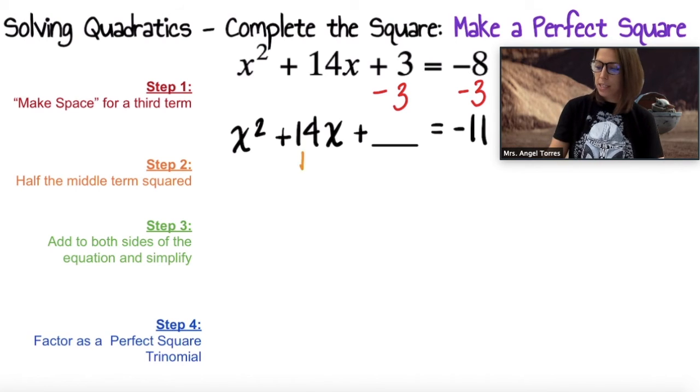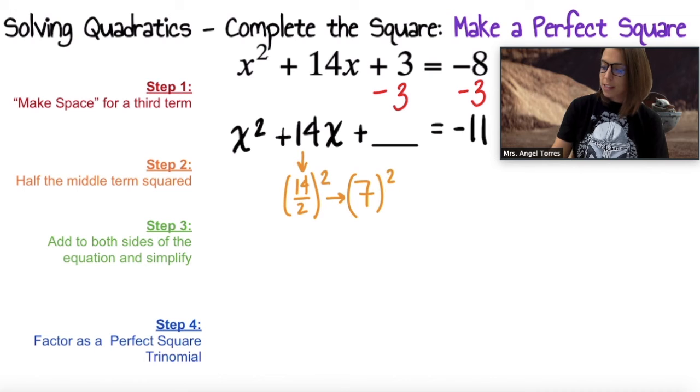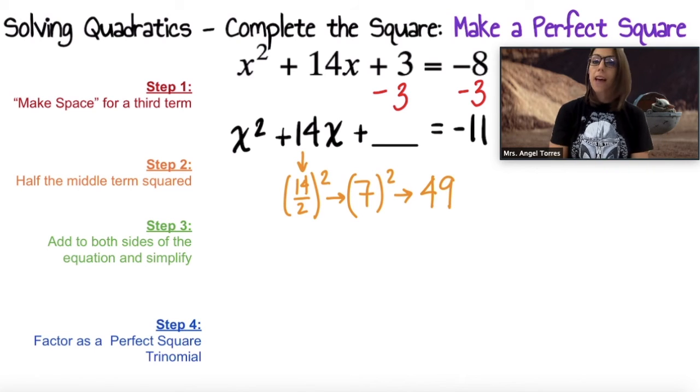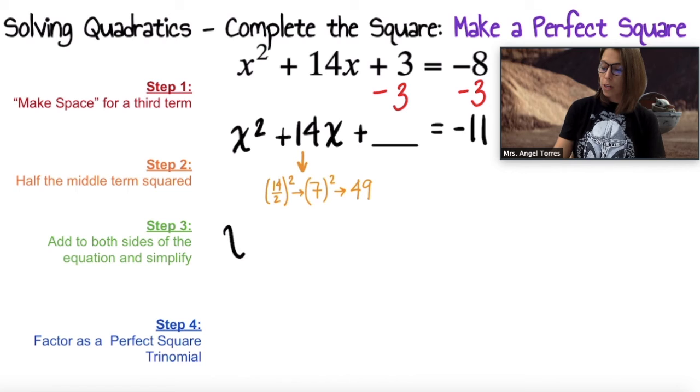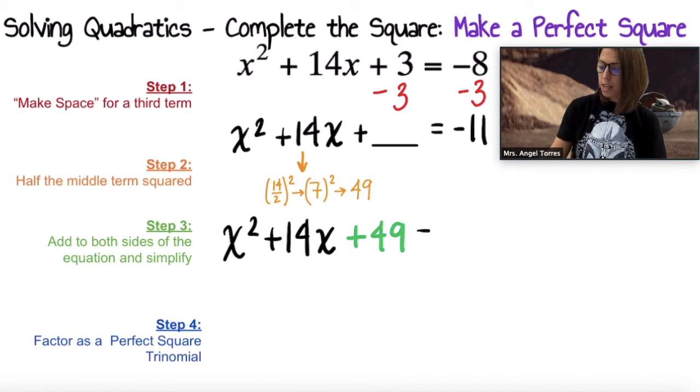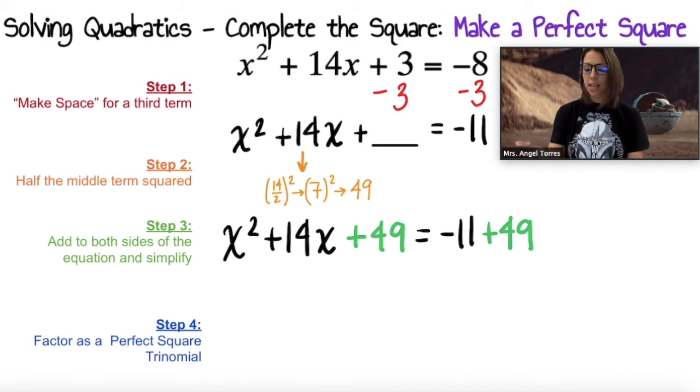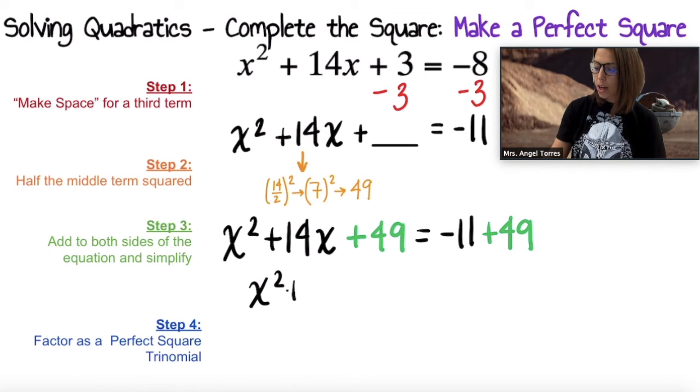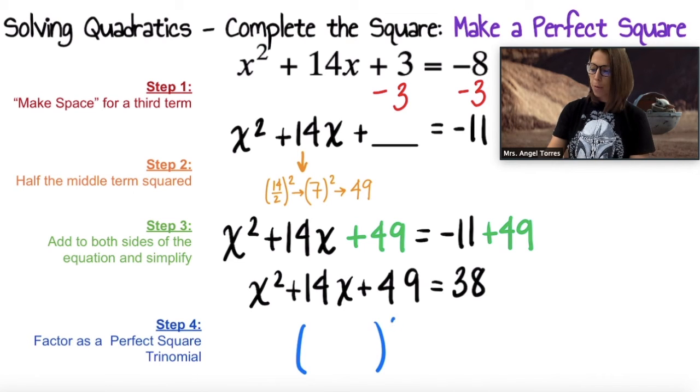Well, to find that, we're going to take half of the middle term, 14 divided by 2, and square it. Half of 14 is 7, and 7 squared is 49. That will be the term that we put in that space. So our new quadratic is x squared plus 14x plus 49 equals negative 11 plus 49, because whatever you add to one side, you must also add to the other. After we simplify, we get x squared plus 14x plus 49 equals 38. So we set up our binomial square, finish the rest of the equation, and here we go.